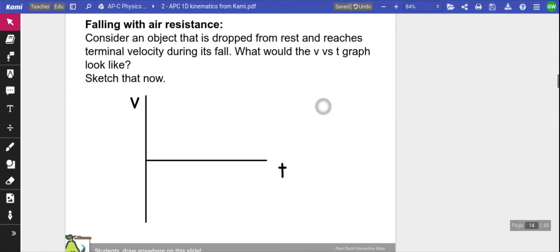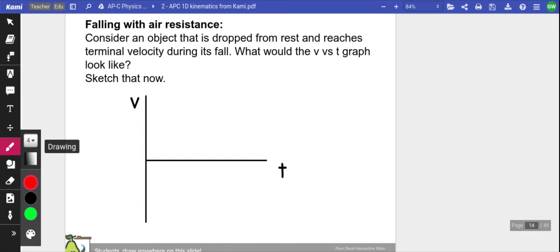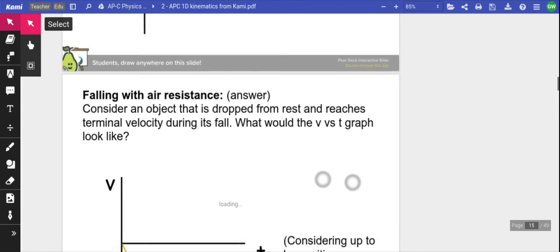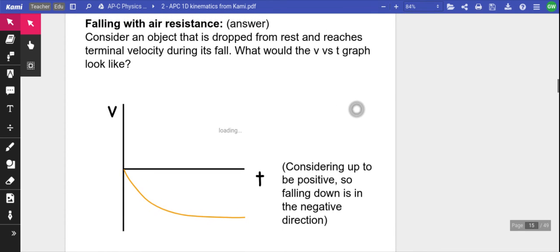How about that same object? If you drop it from rest and it reaches terminal velocity, what would the velocity versus time graph look like? I'm going to say that we consider up to be positive and down negative. So if you're falling downwards, it'll be a negative velocity. What does that graph look like?